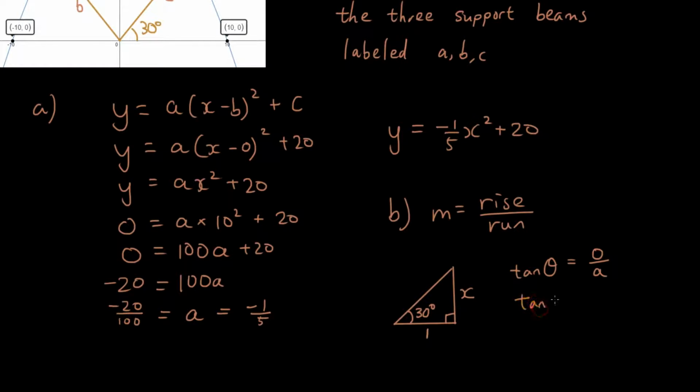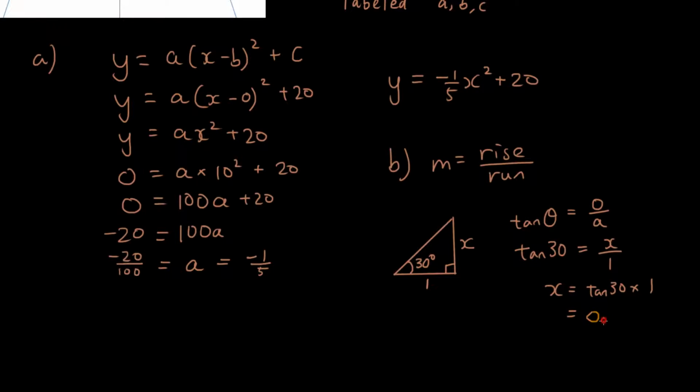So we got tan theta equals, tan 30 equals opposite is x over 1. So x is equal to tan 30. So x is equal to tan 30 times 1, which is 0.57735 and keeps going. So if you guys remember, the gradient is the same thing as rise over run of a straight line.